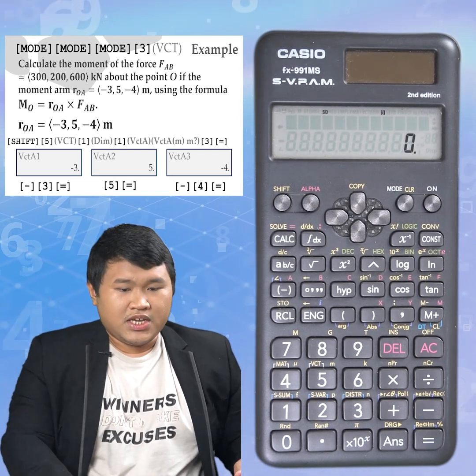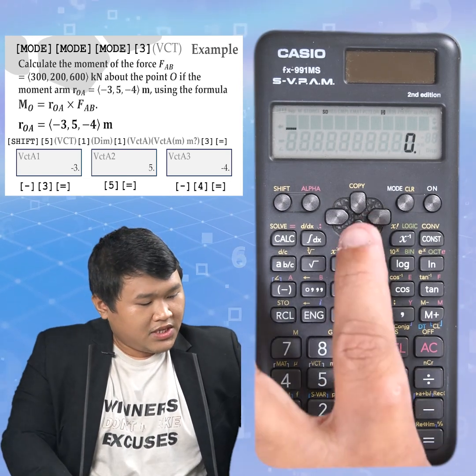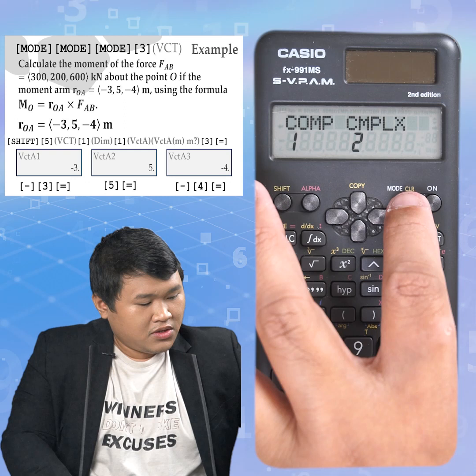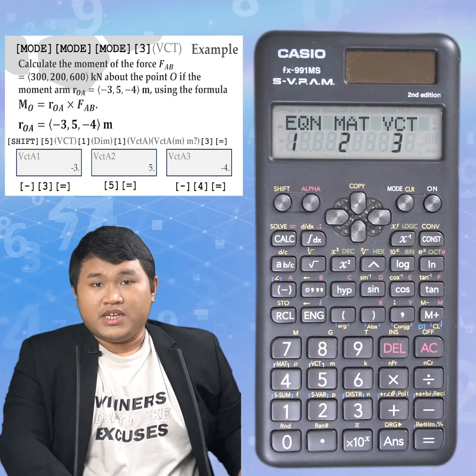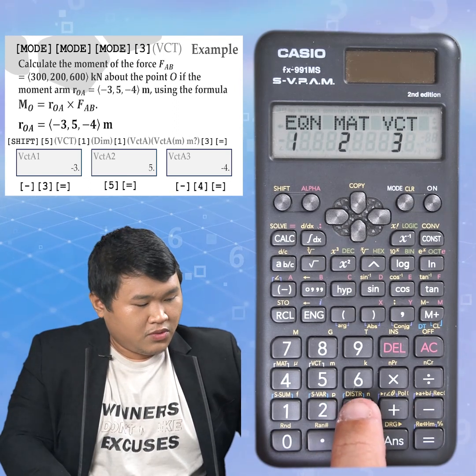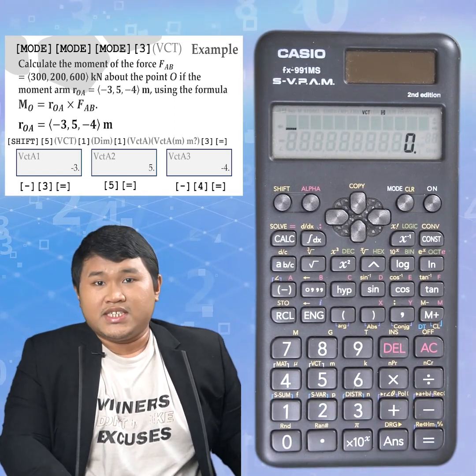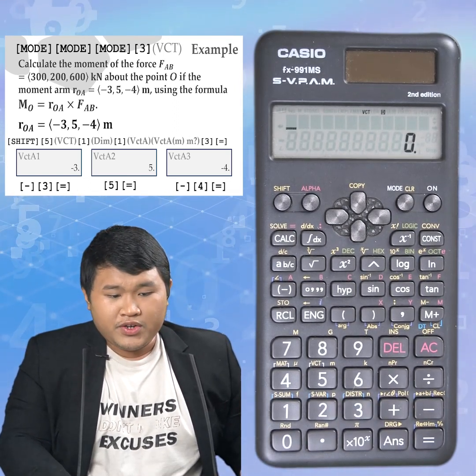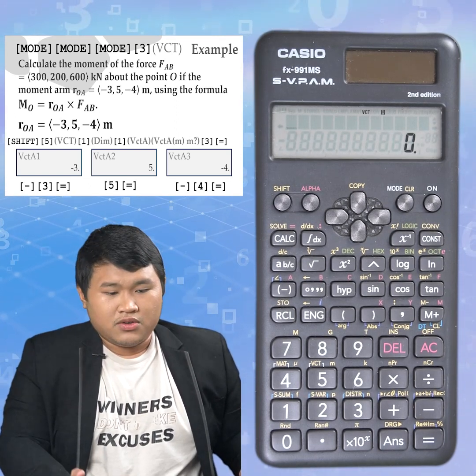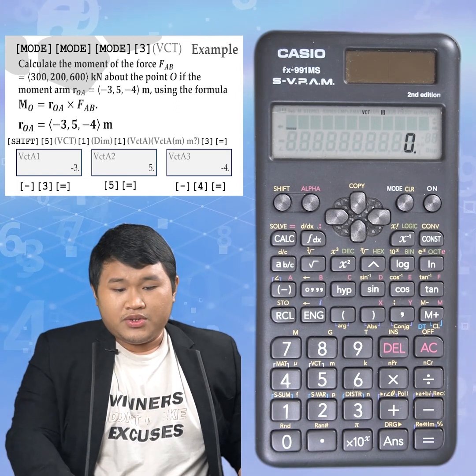So first, let's enter the vector mode by pressing mode 3 times. So 1, 2, 3. So we pressed mode 3 times and then we press 3 for the vector mode. Now we are inside the vector mode. Now first, let's input the vectors, starting with the radius vector OA, given by this component.